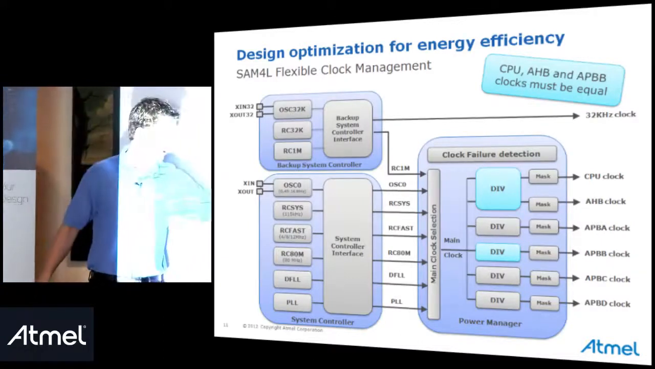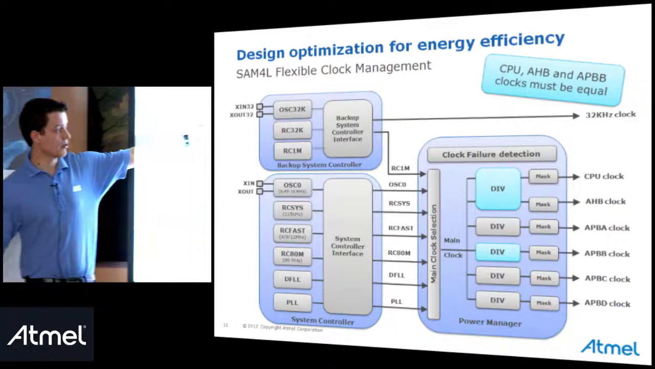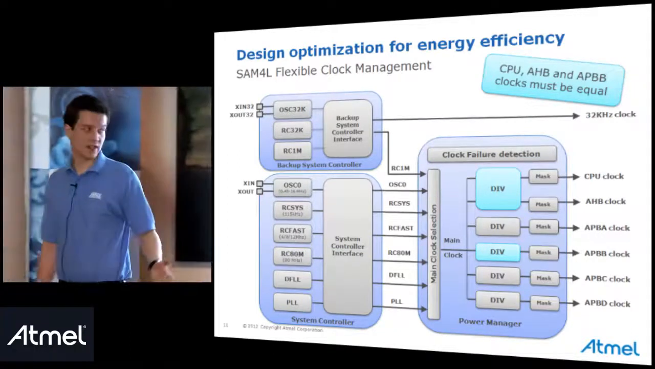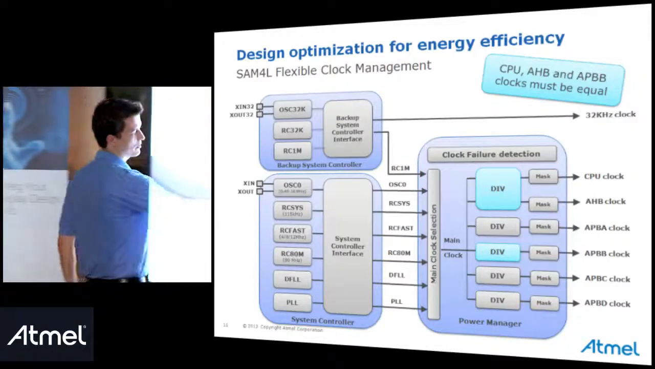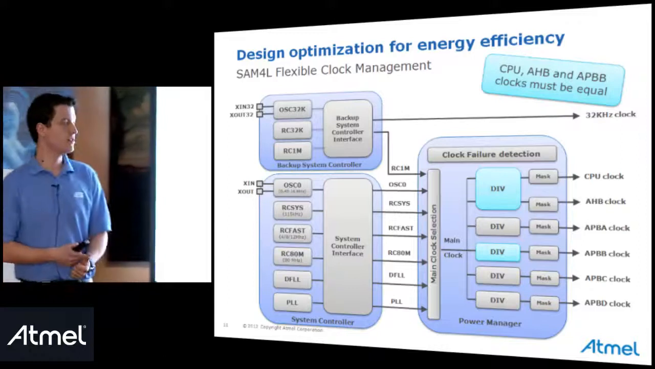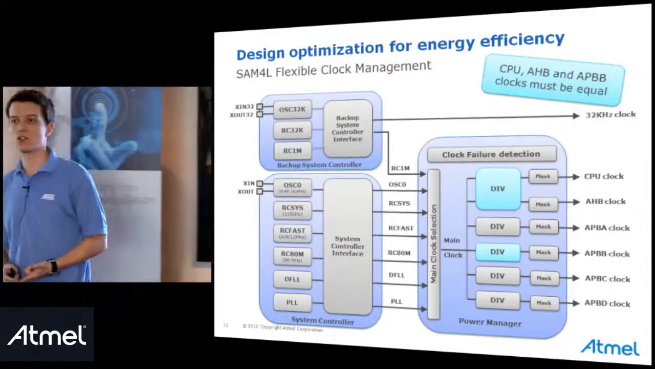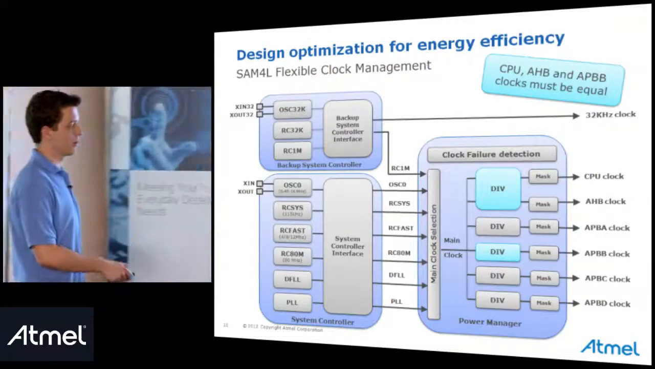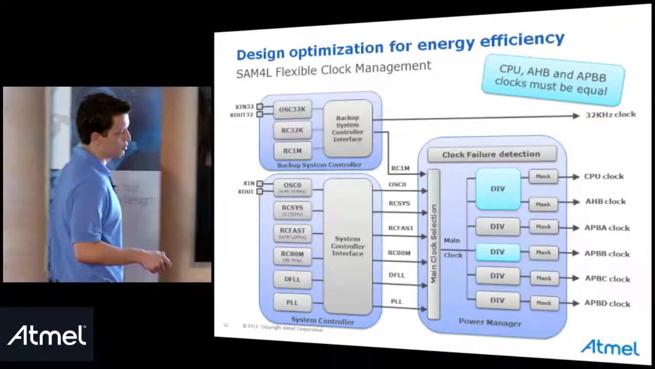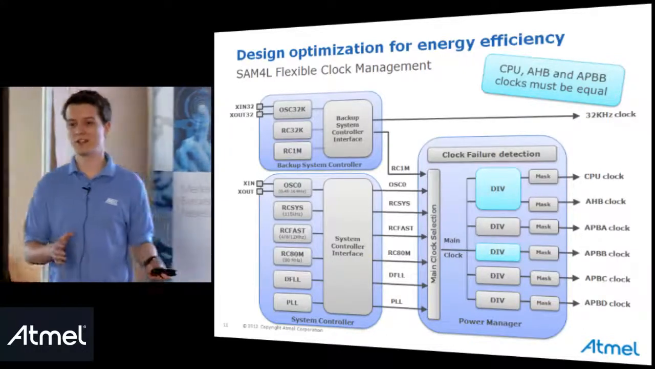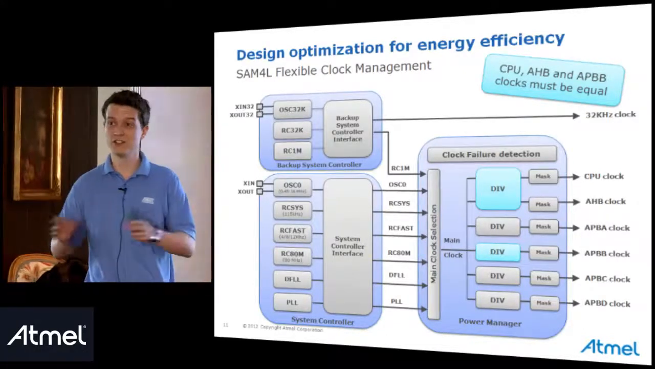So the power manager will in fact take one of these clocks as the main clock, and then you will be able to generate, using the power manager, all the system clocks, such as the CPU clock, the AHB clock, which is the system bus clock, and all the peripheral bridge clocks. So you can see here that we have 4 peripheral bridges. So this means that the peripherals are divided in 4.